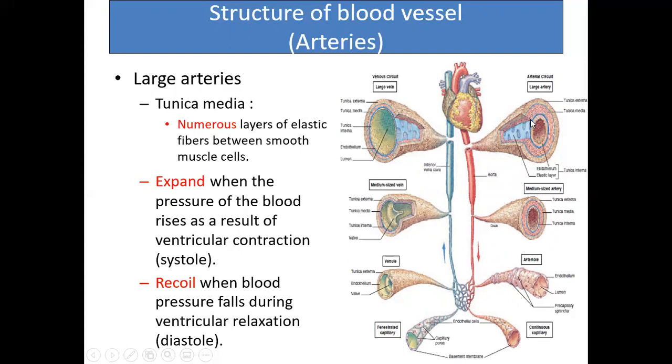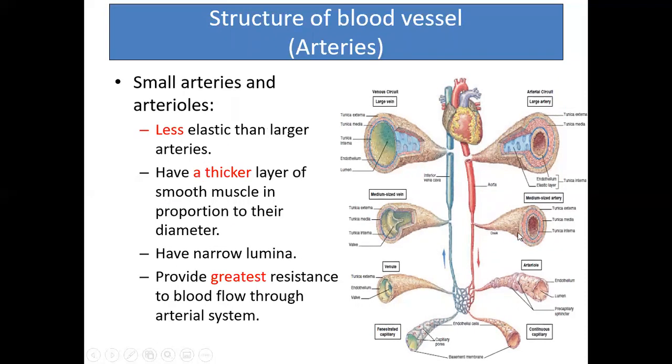Okay, here is the tunica media. It is composed of numerous layers of elastic fiber, and in between there, we have smooth muscle cells. So this large artery will expand, increasing in diameter when the blood pressure rises due to ventricular contraction, when the ventricle contracts during the systolic phase. This large artery will later return back to its normal size whenever the blood pressure falls during ventricular relaxation, which is the diastolic phase. So this is the characteristic of the large artery.